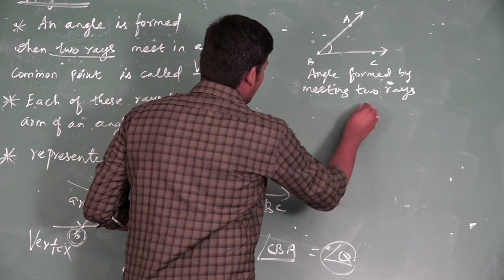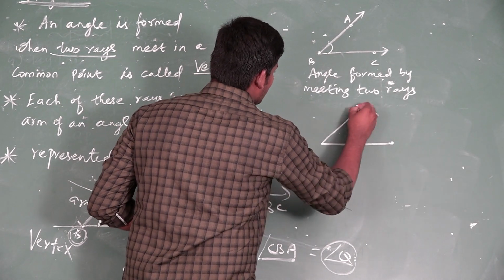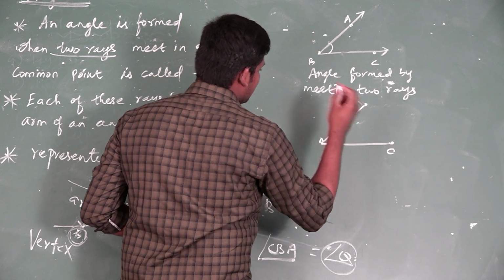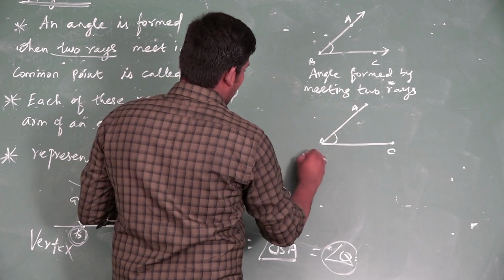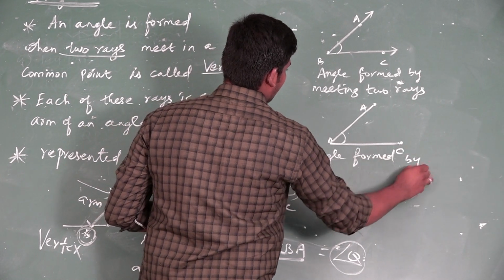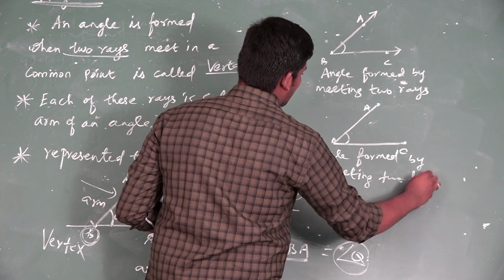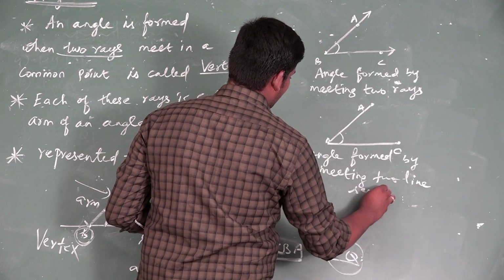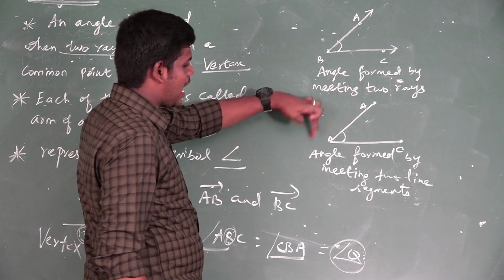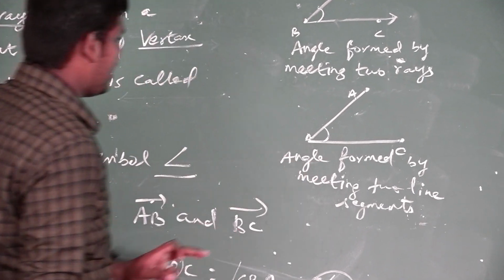Next we consider an angle formed by meeting of 2 line segments. How can we draw? The line segment has a fixed point. So this is B, C. So this is the angle, formed by meeting of 2 line segments. What does this figure show? Angle formed by meeting of 2 line segments. Next figure.